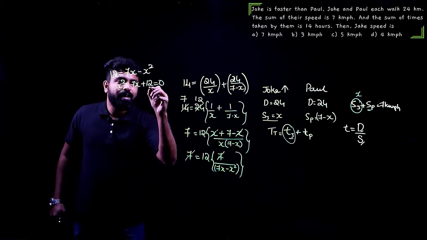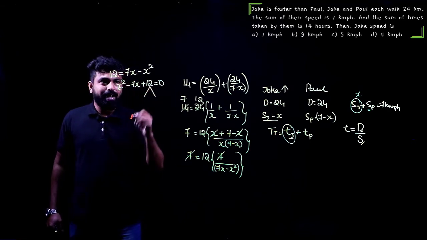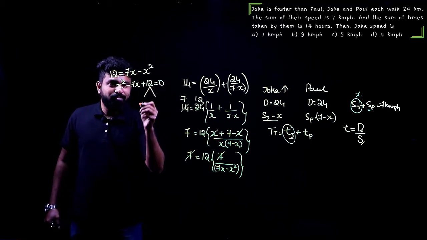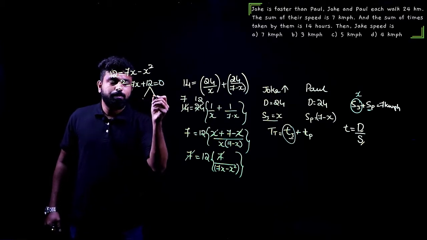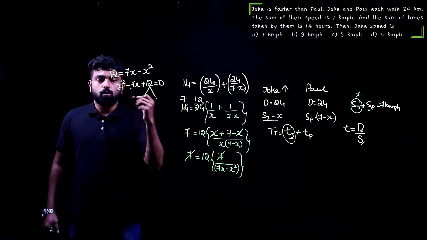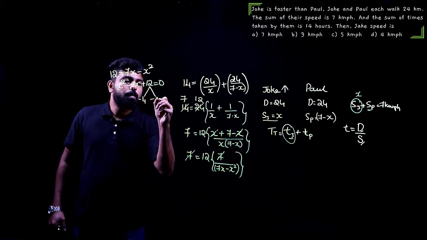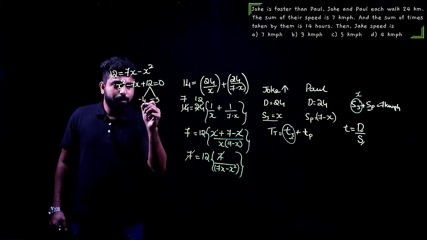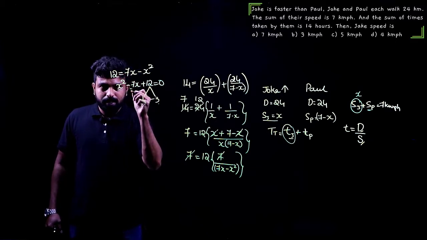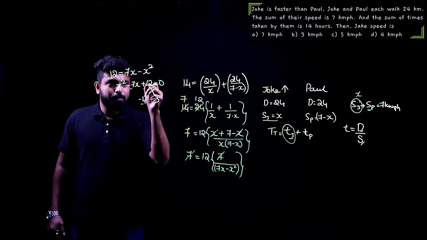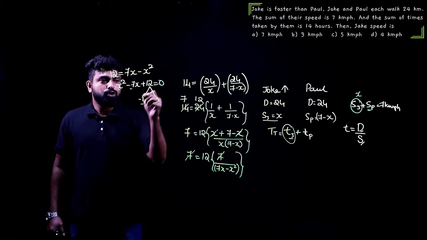I need to factorize 12 in such a way that the sum of its factors must be equal to minus 7. So what are those factors? They can be minus 4 and minus 3. The sum of them, minus 4 plus minus 3, is minus 7, and the product, minus into minus is plus, 4 into 3 is 12. So I've got the factors.